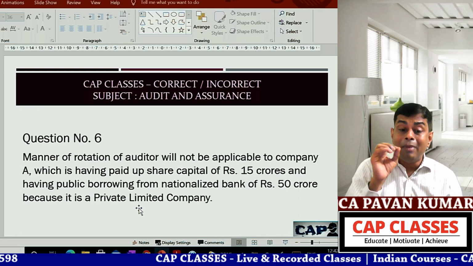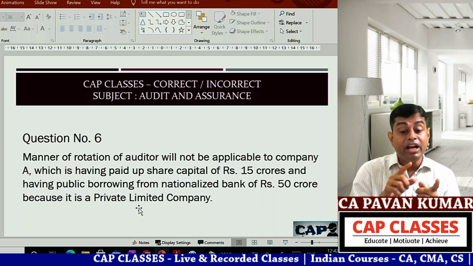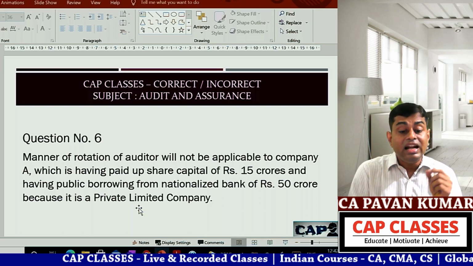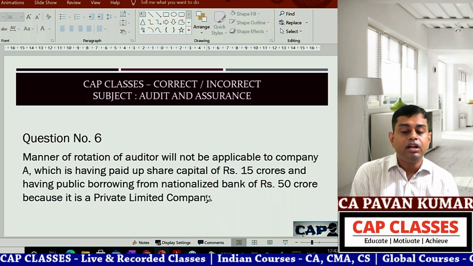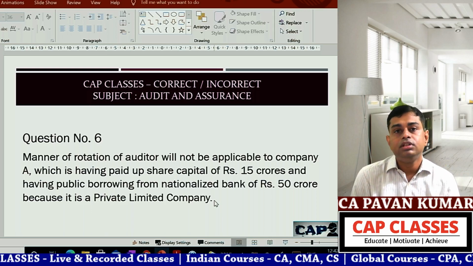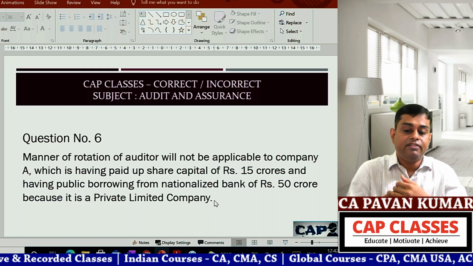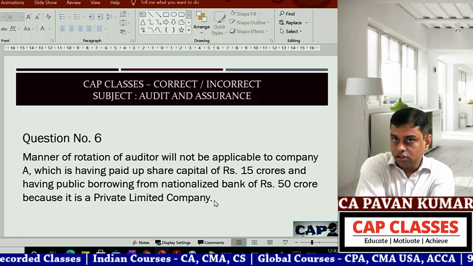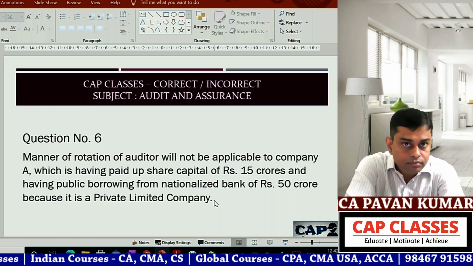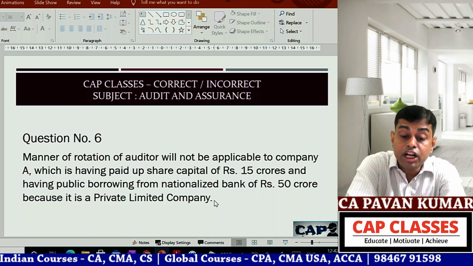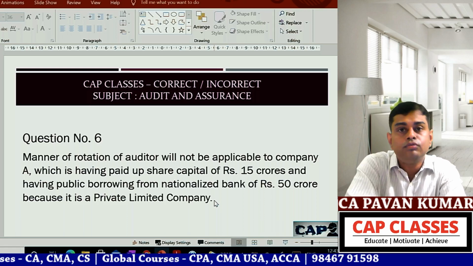Question number 6. Manner of rotation of auditor will not be applicable to company A, which has paid up share capital of rupees 15 crores and public borrowings from nationalized banks of 50 crores, because it is a private limited company. Wicket down. Now Chintu will get it out. Sir, rotation of auditors is given in section 139, no sir. Yes. 139 is not applicable to private limited companies. No. Who said? Hello, who said? Rotation of auditors is applicable to private limited companies also.